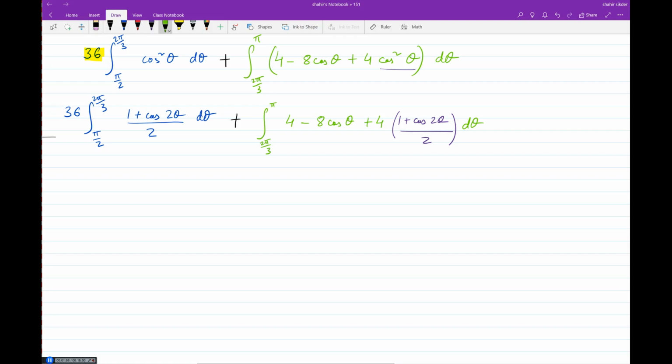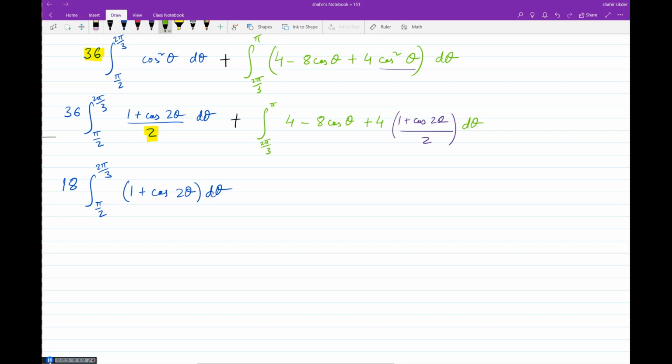Now if you look at this problem, this 2 once again is just a constant. So if we really want to clean things up and make things easier, we can pull this 2 outside, which will multiply with this 36. So 36 times 1/2, or 36 divided by 2, will really give us 18. Integral from pi halves to 2 pi thirds of 1 plus cos 2 theta d theta.